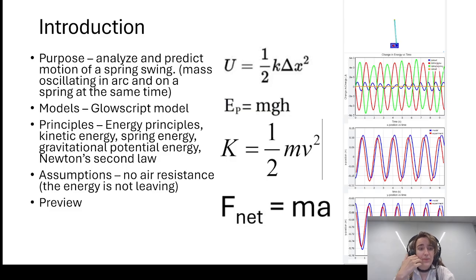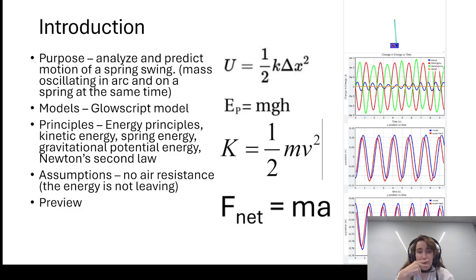First, introduction and purpose. The purpose of the lab was to analyze and predict the motion of a spring spin. So we have a mass oscillating in an arc and at the same time oscillating on the spring. So there are two oscillations there. It's usually hard to predict it. So here we try to prove that we can do that.